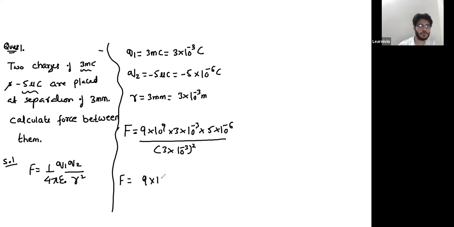So it's 9 into 15. I'm just multiplying this 3 and 5. 10 raised to the power 9 minus 3 minus 6. So that's 10 raised to the power 0. Divided by 9 into 10 raised to the power minus 6. So this 9 will cancel this 9. And the force is 15 into 10 raised to the power 6 Newton.